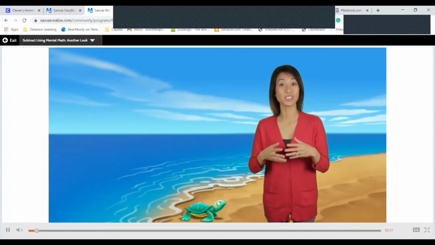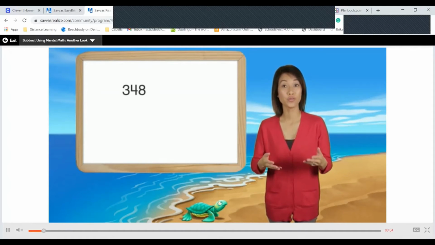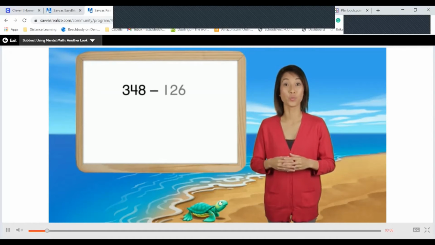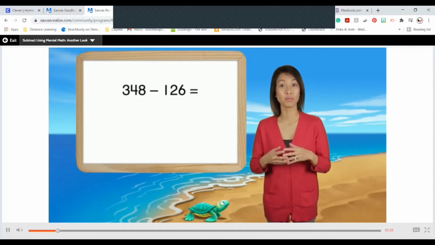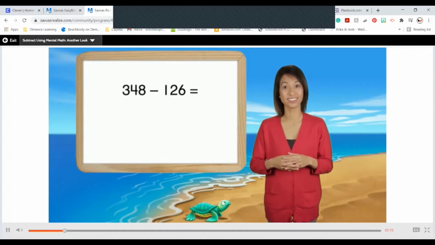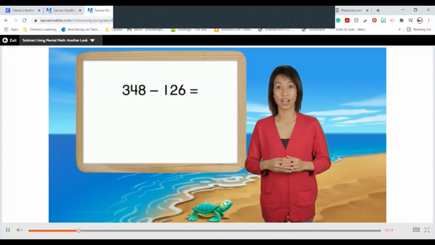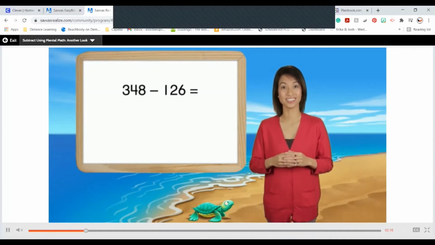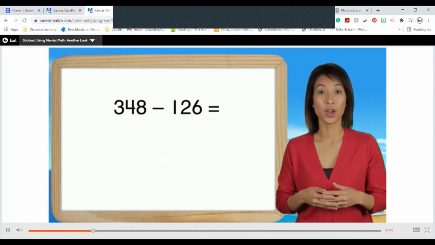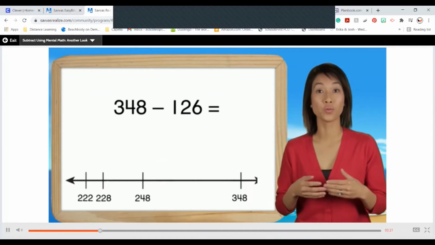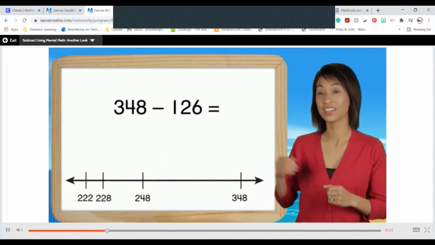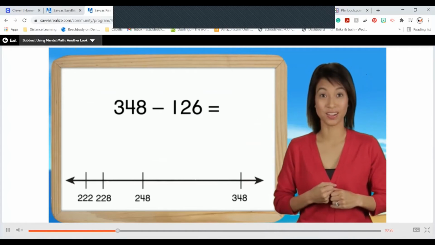Let's take a look at this subtraction problem. 348 minus 126. Let's make this problem easy to solve by counting back. To count back, start at 348 and count back 126. Here's what I mean. Remember, 126 is 100, 2 tens, and 6 ones.